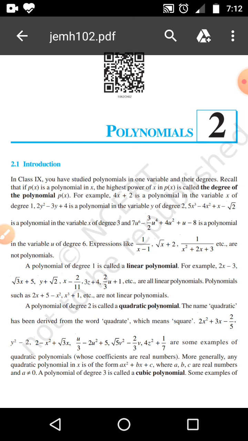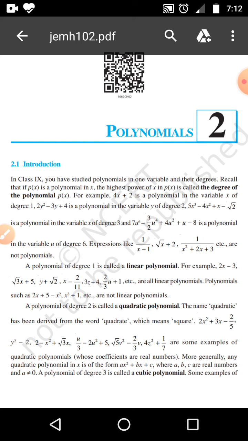So, let us recall class ninth polynomial. First of all, what is the degree of a polynomial? The degree of a polynomial means the maximum power, the maximum index of the variable present in the polynomial.